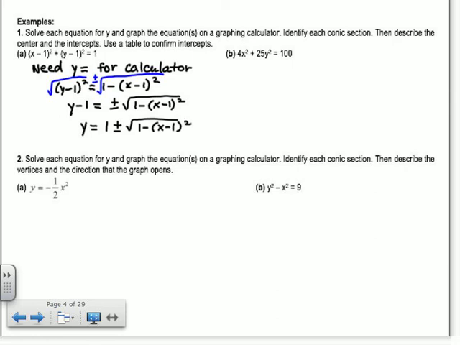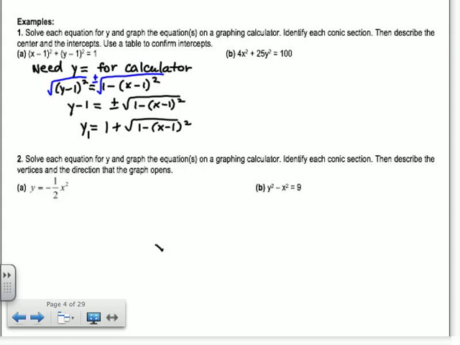Okay, so on your calculator, I want you to hit y equals. It's in the upper left corner. And you're going to put in two different things. Under y1, I want you to put 1 plus the square root of 1 minus (x minus 1) squared.